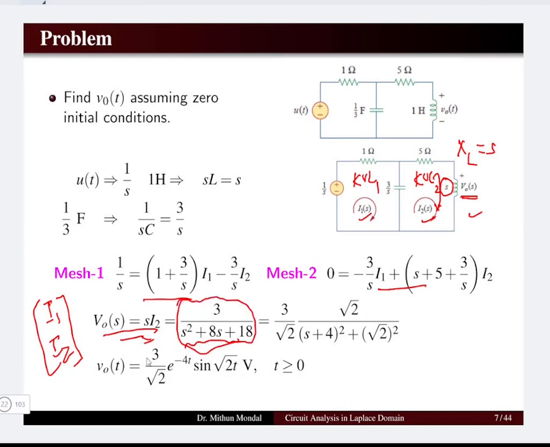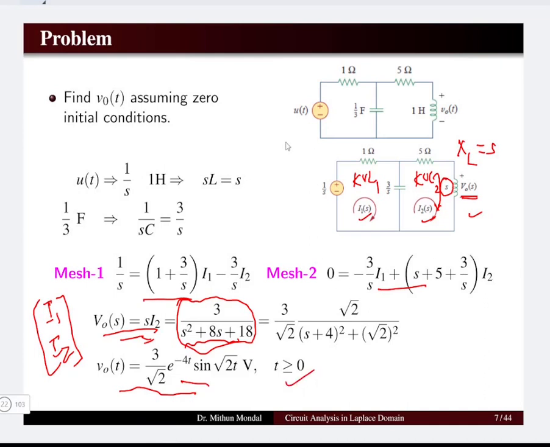We have seen in the previous lecture how to break down the partial fractions to get the solution in the time domain. The time domain counterpart, which is the inverse Laplace transform, how to compute it we have discussed in the previous lecture series. So here it will be 3 by root 2 e to the power minus 4t sin root 2 t volt, for all t greater than or equal to 0.